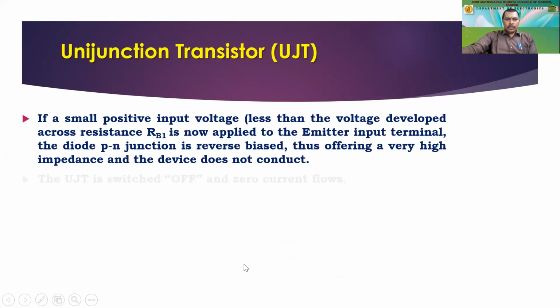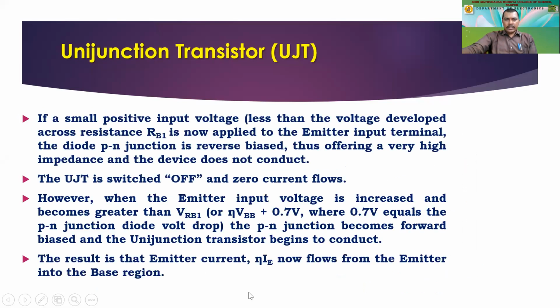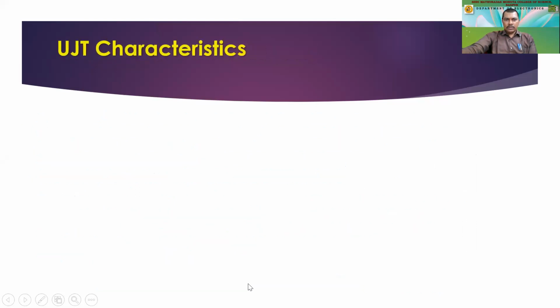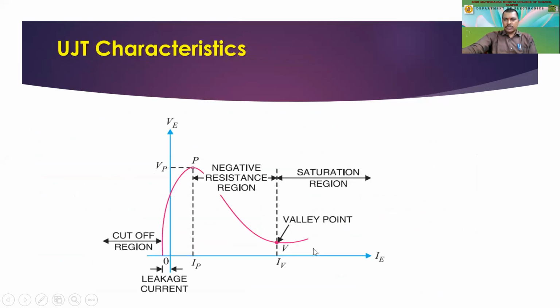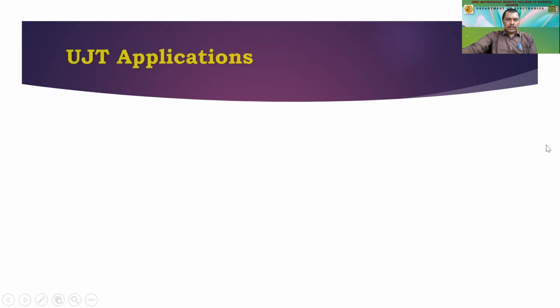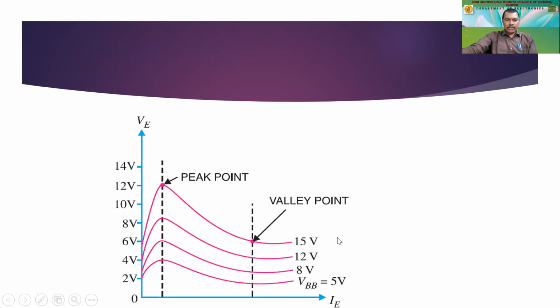So when we connect it, what are the characteristics of it? This is the characteristics of the UJT, in which we are taking emitter current on the x-axis and emitter voltage on the y-axis, right? And these are some more graphs where we are increasing the base bias voltage, or the voltages across B2 and B1.